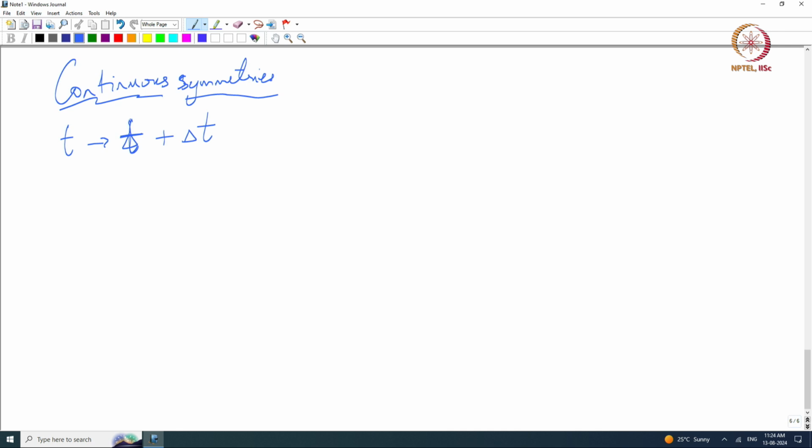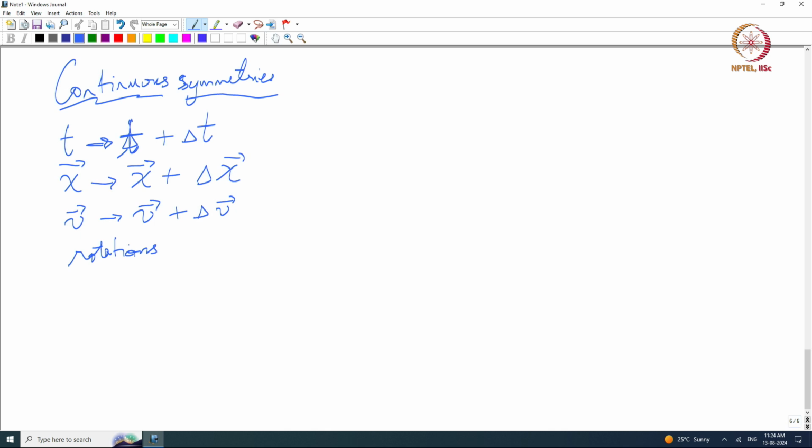If this is a transformation, and your theory satisfies this, then time translation is a symmetry of the theory. We also had space translation, space-time translation if you will, together. Galilean boosts and corresponding Lorentz boosts, correct. Rotations and so on.